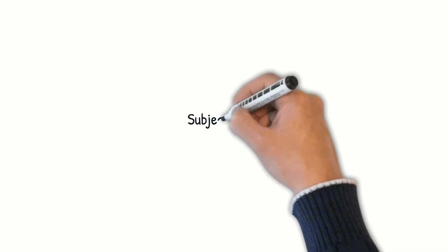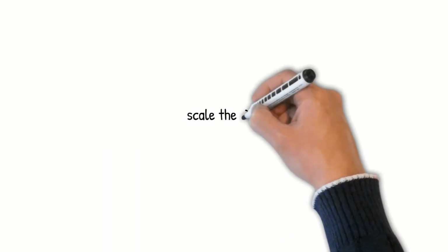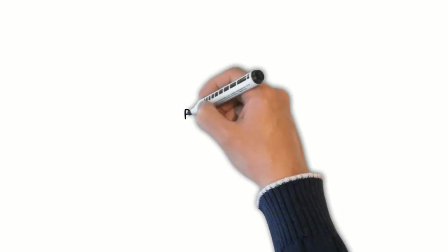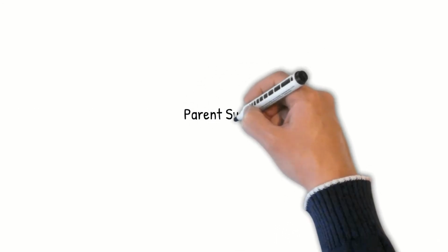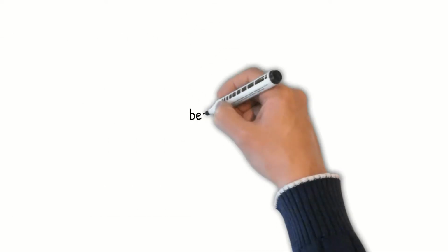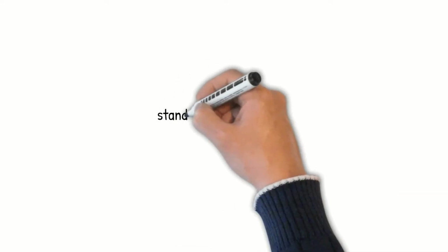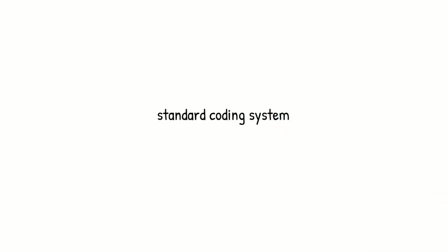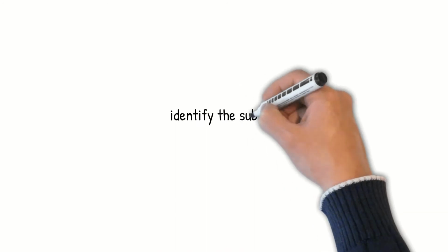Number 4, subject type. A subject type can be used to define to be either compulsory or elective. Number 5, grade weightage. This will be a value to scale the grade. Finally, parent subject. We can assign another subject to be treated as a parent subject. This is optional. One thing to remember: it is a best practice to follow a standard coding system to keep consistent definitions. A code also helps to easily identify the subject.